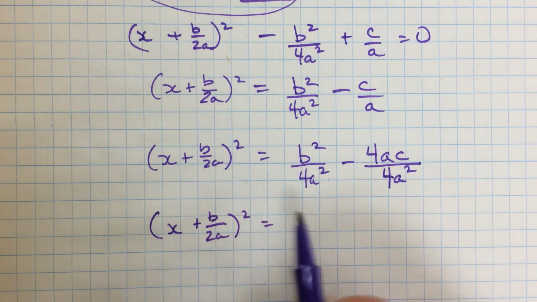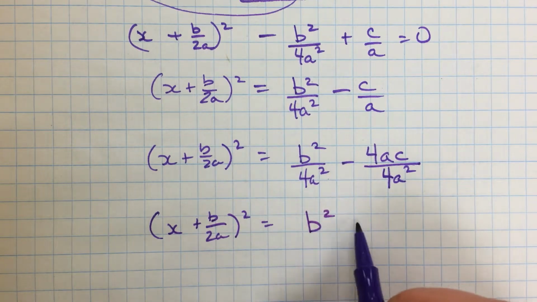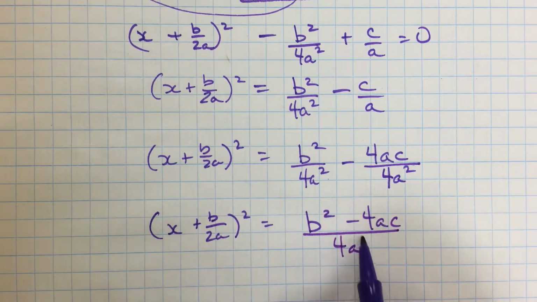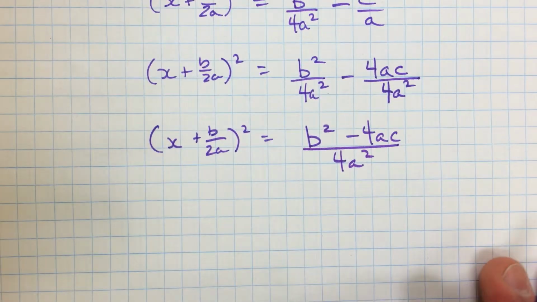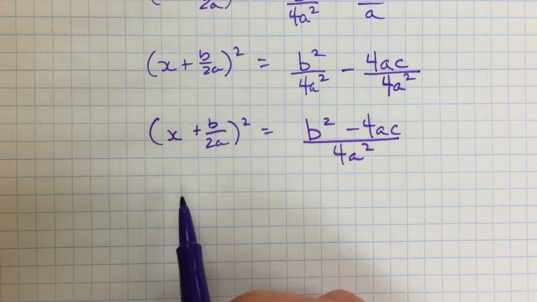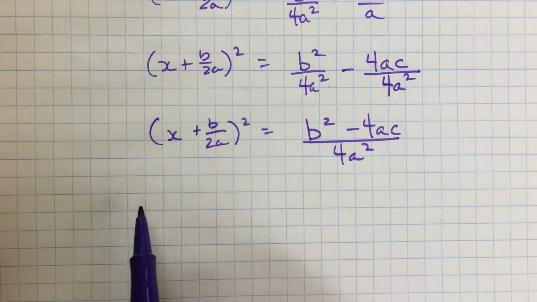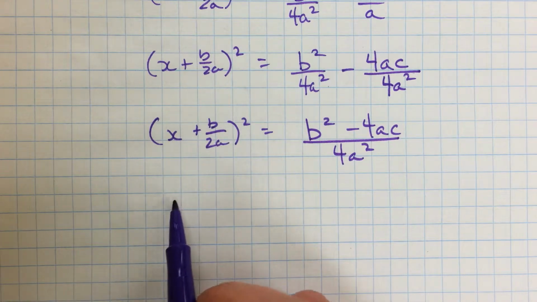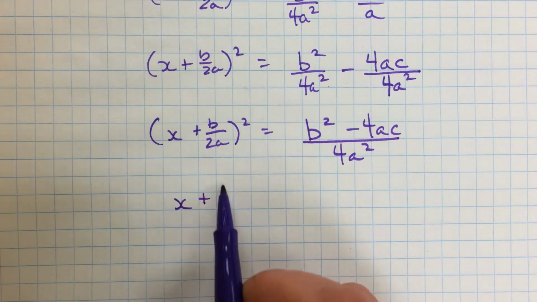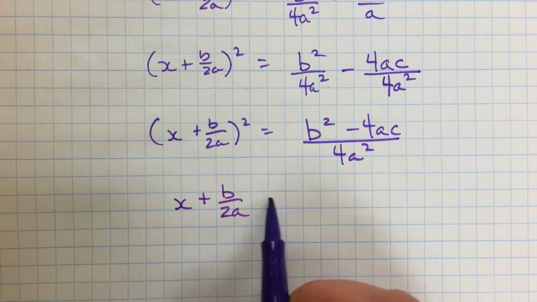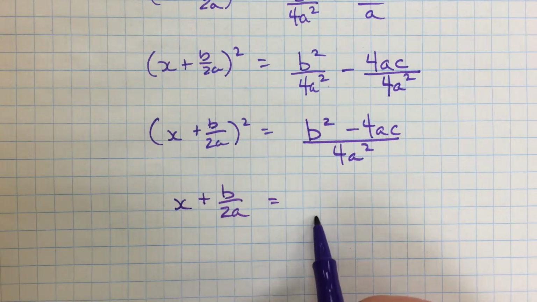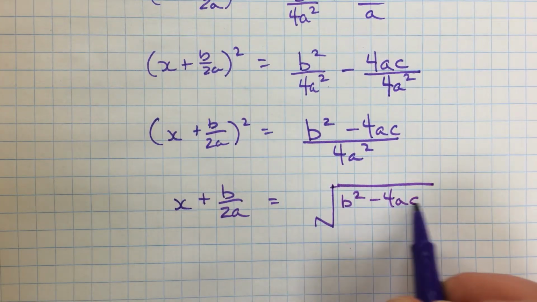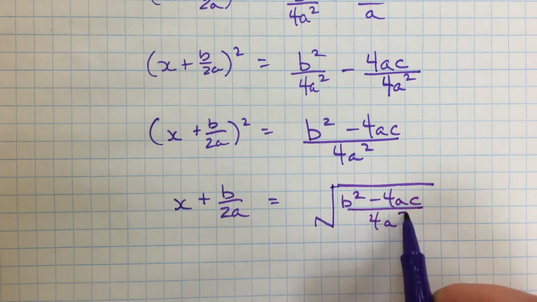One more thing, just to make this a little cleaner. This side here, because these have the same denominator, I can put them together: b squared minus 4ac, and that's all divided by 4a squared. You might be seeing some things you recognize here now. Okay, so I'm going to take the square root of both sides. So the square root of this side is going to be x plus b over 2a. And this side is going to be a giant square root sign with all this stuff under it, b squared minus 4ac over 4a squared.